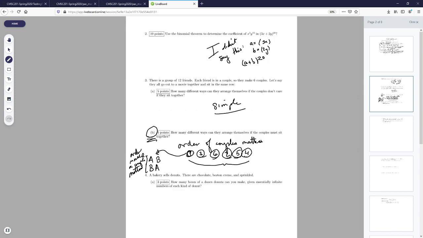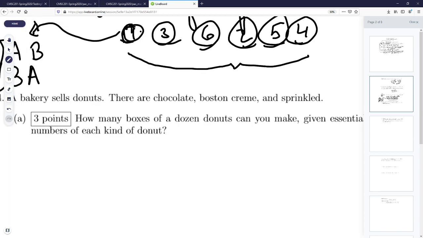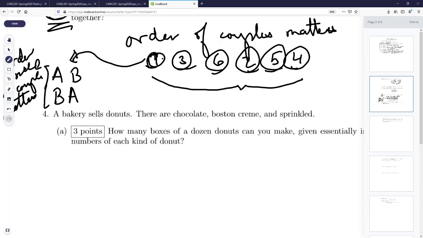So, what should I say? A bakery sells donuts. So, how many boxes of a dozen donuts can you make out of chocolates, Boston creams, and sprinkles? What we're going to assume is that all chocolate, all Boston cream, and all sprinkle are essentially indistinguishable.